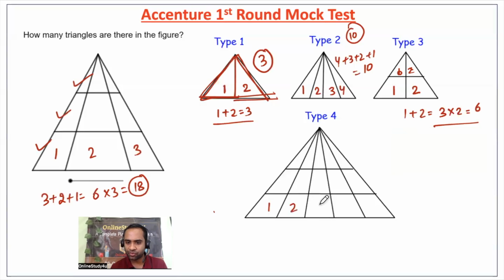Now again 1, 2, 3, 4, 5, right? So here 5 plus 4 plus 3 plus 2 plus 1. So 9, 12, 14, 15, right? And then friends, you can see how many times? 3 times. So total number of triangles will become 45.